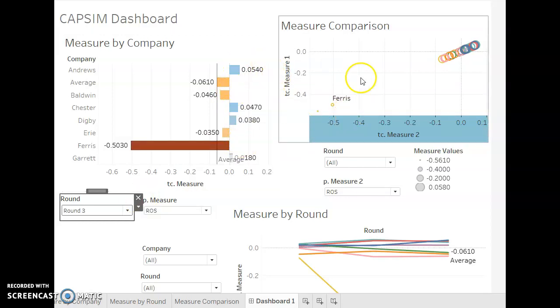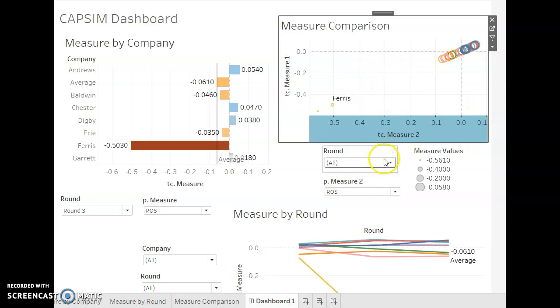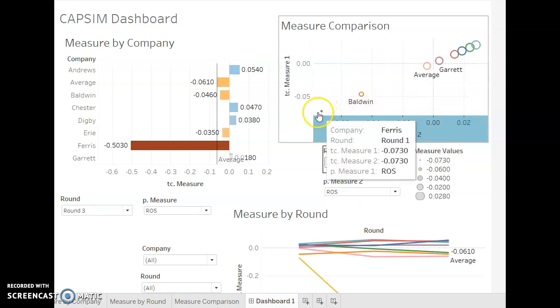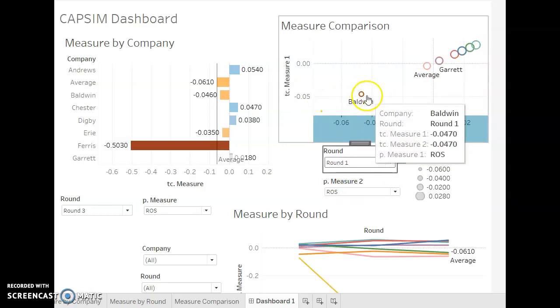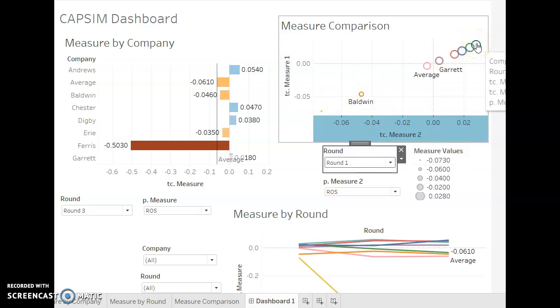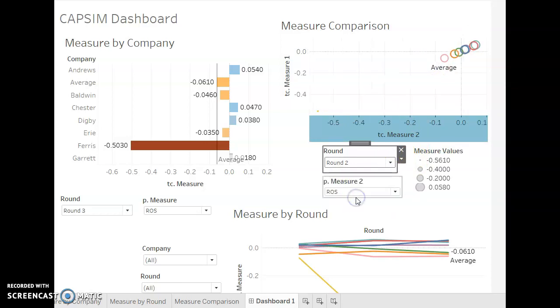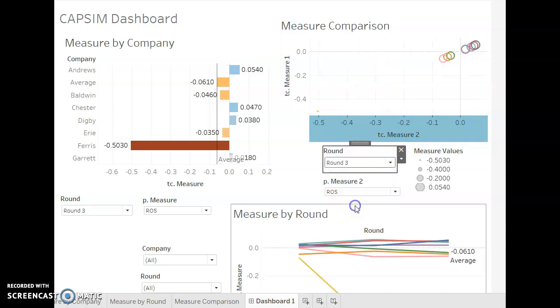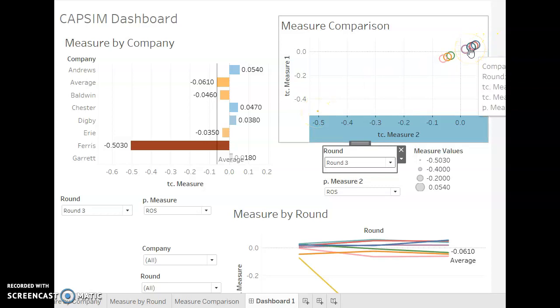You could also see that in measure by comparison. If you go to round one, Ferris is all the way at the bottom here. Baldwin is second to last, and Digby is top at the end of round one. However, if you go to round two, Baldwin catches up a little bit more. Digby's still at the top, Ferris still at the bottom. And then round three, Ferris again still at the bottom, Digby third place, and Andrews actually catching up at the top here.